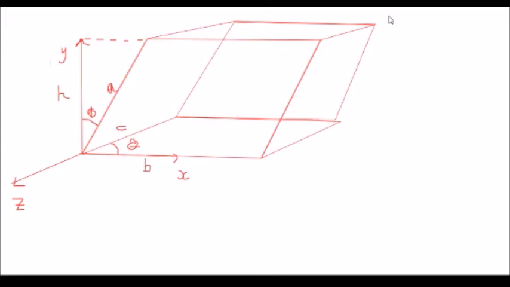So let's start by trying to express the area of the base in terms of b and c. So let's draw out that base. So it looks something like this. This is the angle theta that you can see there. This is c and this is b. This is two triangles stuck together. So we can use what we already know from geometry.